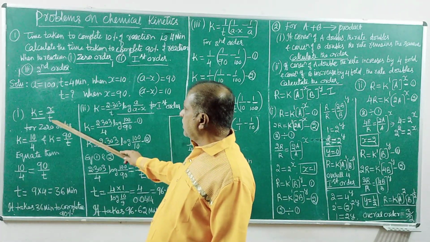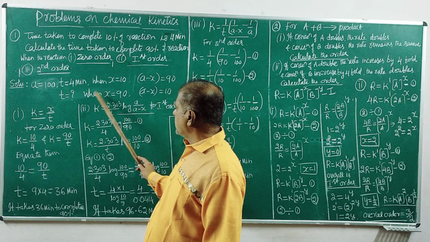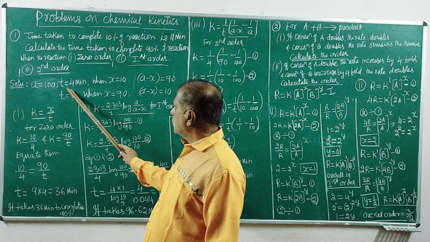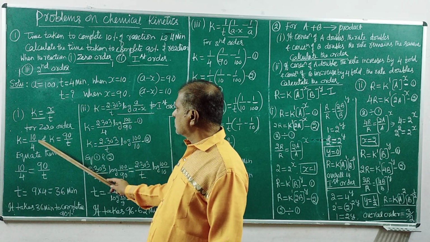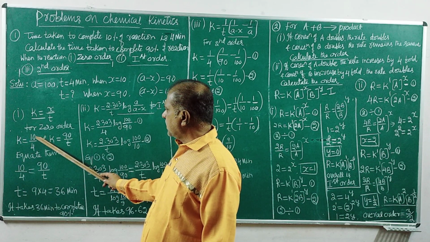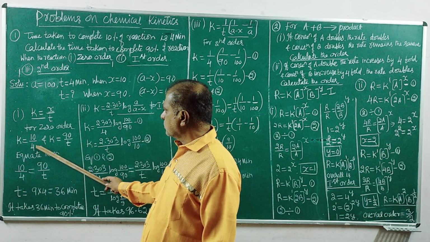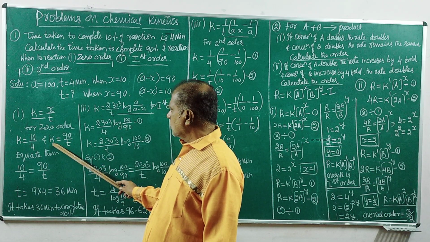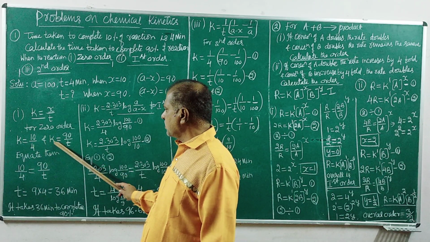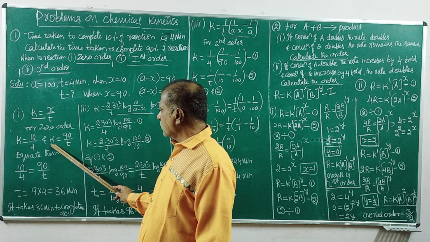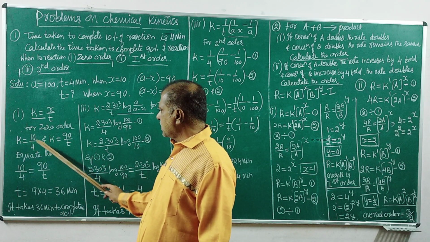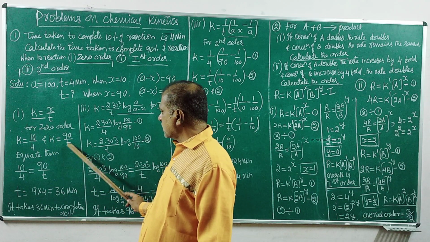Here k equals x by t, no A minus x term here. You know the value of x and t. So for this one, k equals 10 by 4, for 10% completion in 4 minutes. The same equation for 90% completion, where the time we don't know. The equation remains the same, k. The left hand sides are the same, so equate the right hand sides.